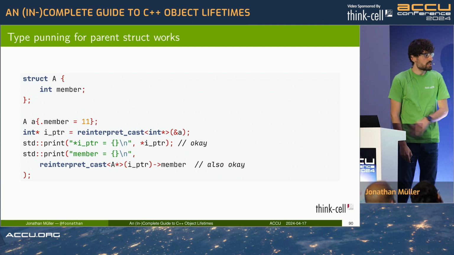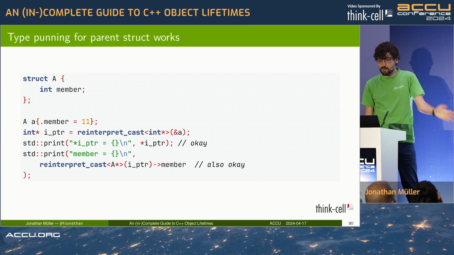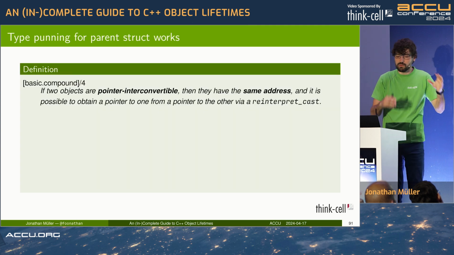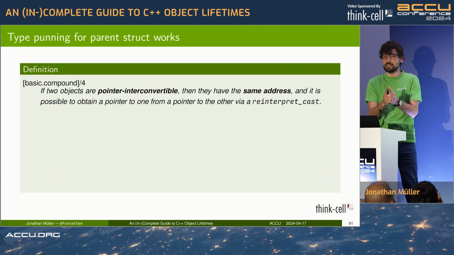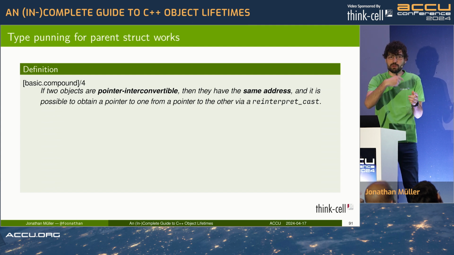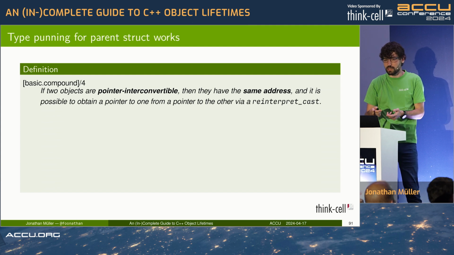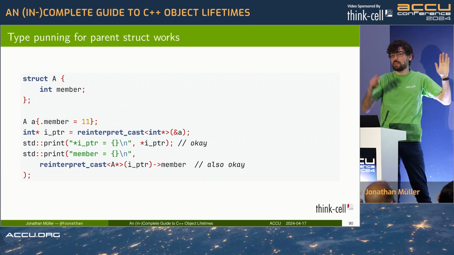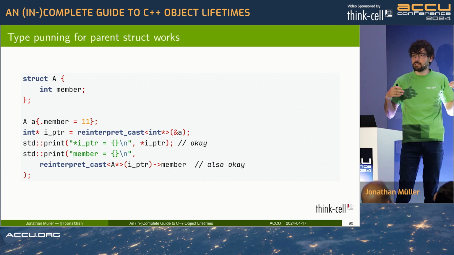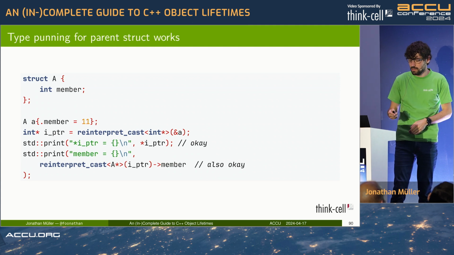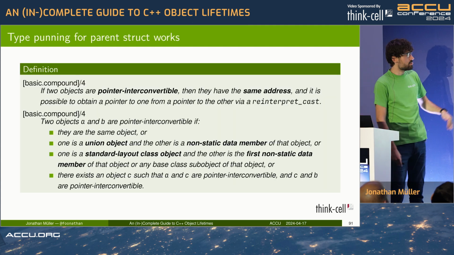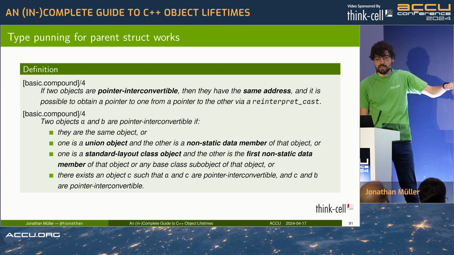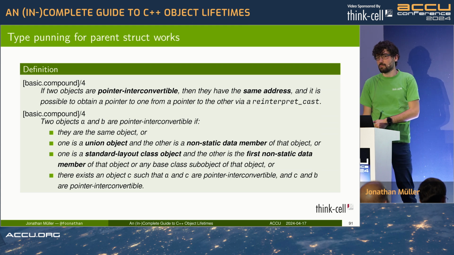Yeah. So this works because there's a special exception, the pointer interconvertible exception. So if two objects are pointer interconvertible, then they have the same address, and you can obtain a pointer to one from the other via reinterpret cast, which means that essentially the address of A and the address of A.member have the same provenance, so we can just get a pointer through one to either one, and it doesn't matter. And it applies to the same object, obviously, but also unions and their members, and standard layout structs and their first member.